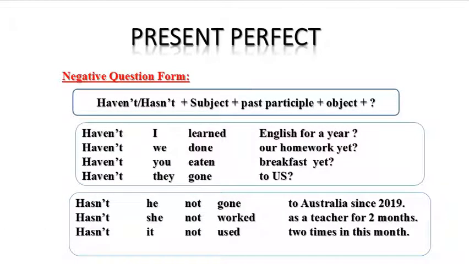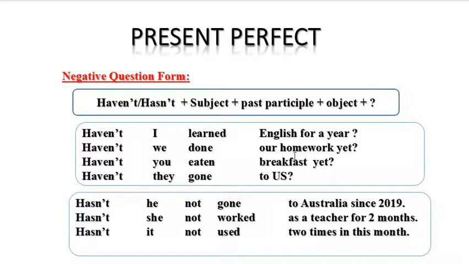Okay, let's move to the next with negative question, or sometimes we call question negative. Okay, haven't I learned English for a year? So in negative question, we need to use the short form of have not. It's better than have not I learned English for a year. Okay, it's informal. That short form is popular for writing and speaking as well.